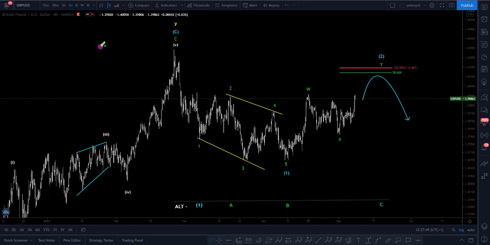We will start our analysis with the pound USD. With pound USD, we are looking at a leading diagonal for blue wave 1, 2, 3, 4, 5, and now we are having a correction of WXY. So now we are through with green wave X, and green wave Y is on its way. What we are looking for this week is a little correction here for us to get the next impulsive wave to complete green wave Y. Then we will be looking at a wave down.